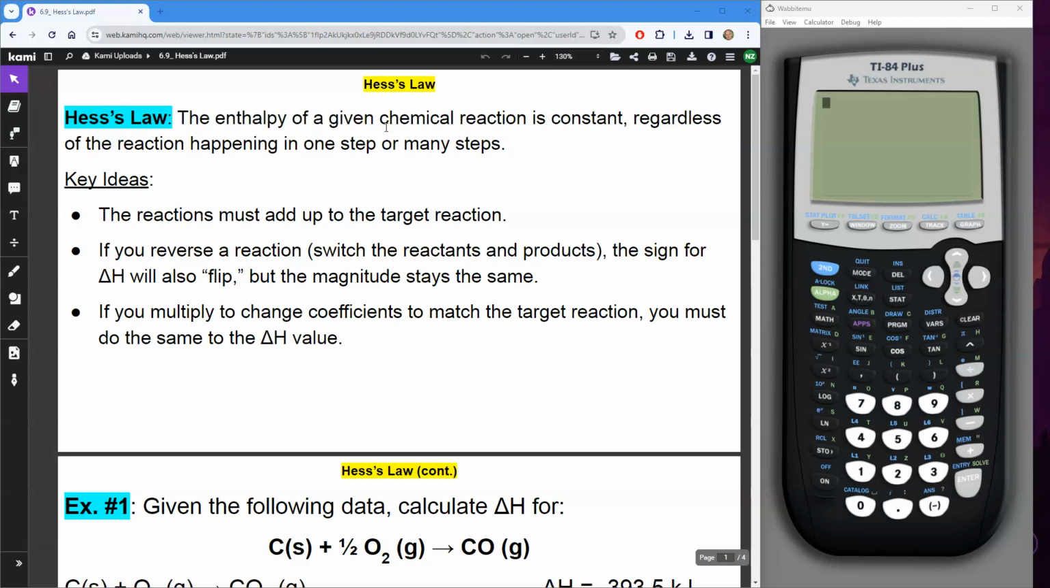Reactions must add up to the target reaction. So we're going to add up all of the different steps, and the enthalpy values must add up to the target reaction. If you reverse a reaction, meaning you switch the reactants and the products, the sign for delta H will also flip, but the magnitude stays the same. You'll see what I mean here when we do a practice problem. If you multiply the coefficients to match the target reaction, you must do the same to the delta H value. And again, you'll see what we talk about here when we do an example.